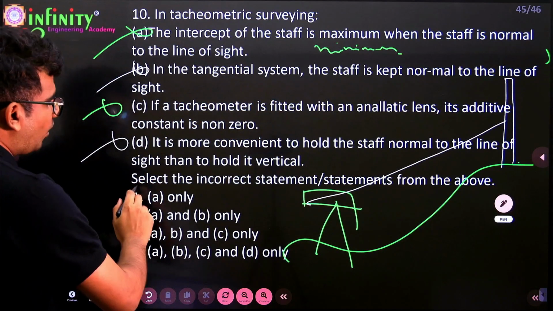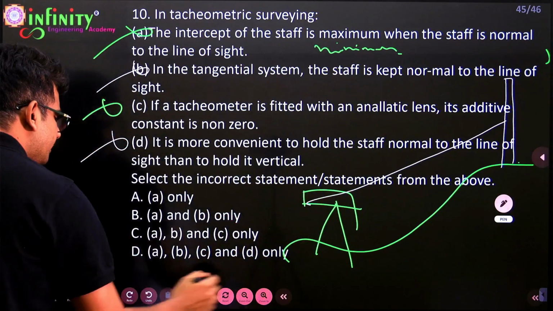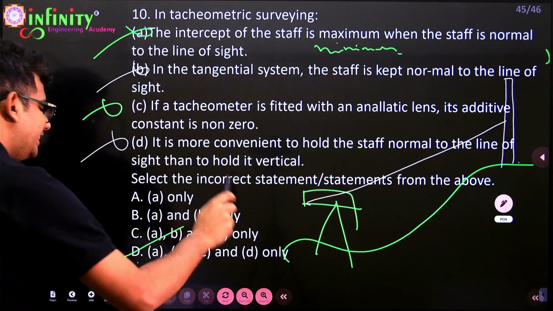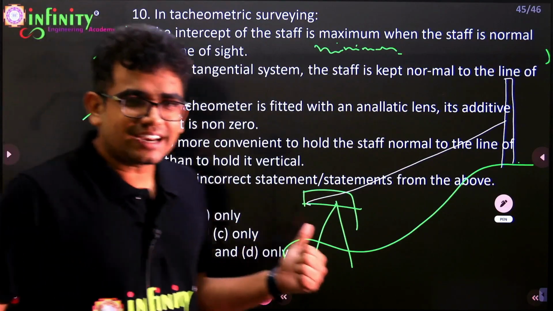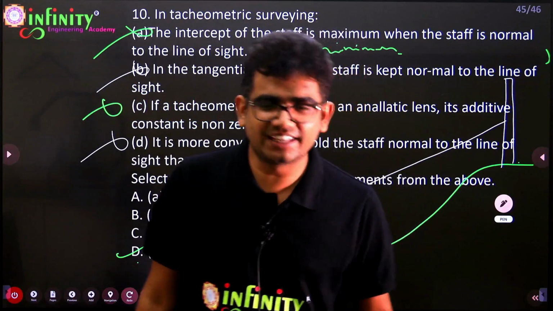So now at the bottom they are asking to select the incorrect statement from the above. So all the statements are incorrect. So option D is the right answer. So these are the 10 questions given in the year 2019 from the surveying subject.